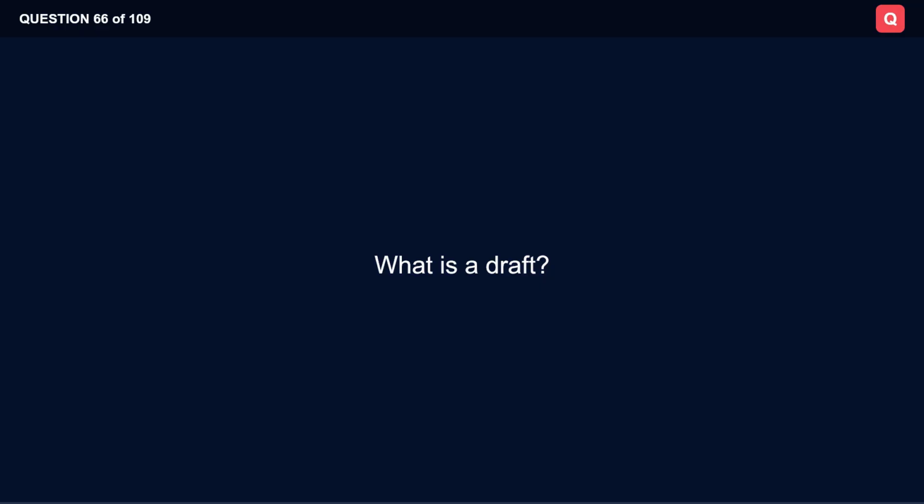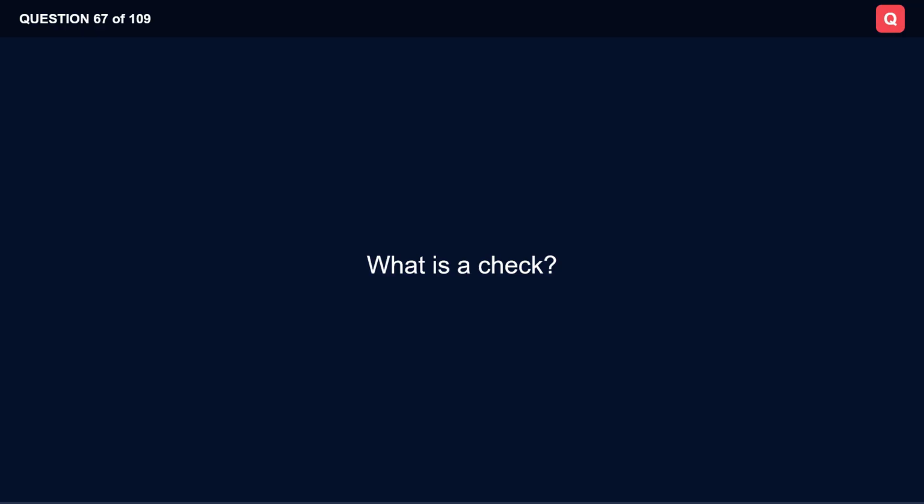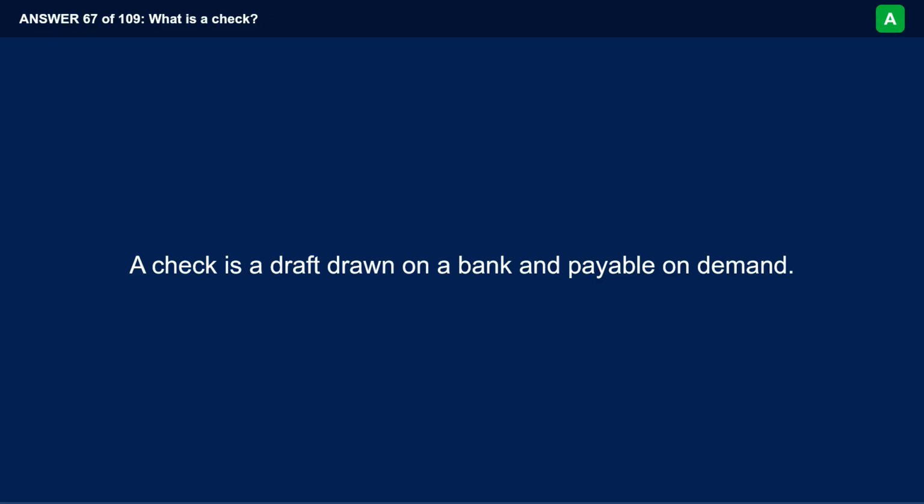What is a draft? A draft is a three-party negotiable instrument containing an order to pay. What is a check? A check is a draft drawn on a bank and payable on demand.